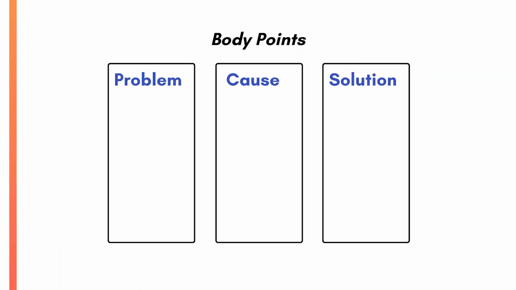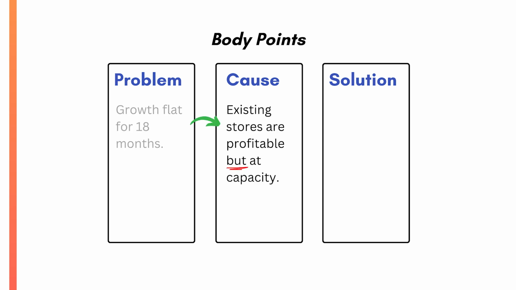Sometimes that will make your speech better. For example, I may be doing a presentation and the problem I explain is that the growth at our company has been close to flat for the past 18 months. Next, I would explain that the cause of the flat growth is due to the fact that all of our existing store locations are maintaining their profitability, but we have reached capacity at those locations. And as a result, we cannot count on continued growth from our existing locations.